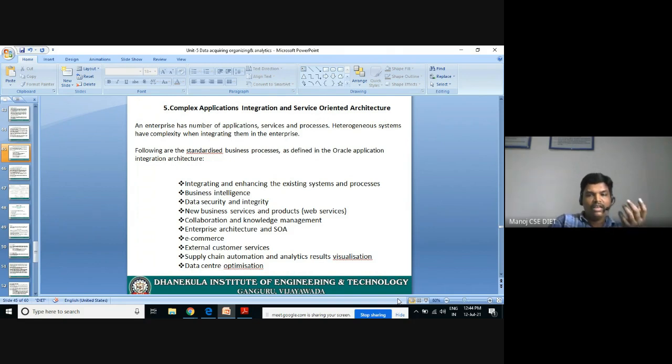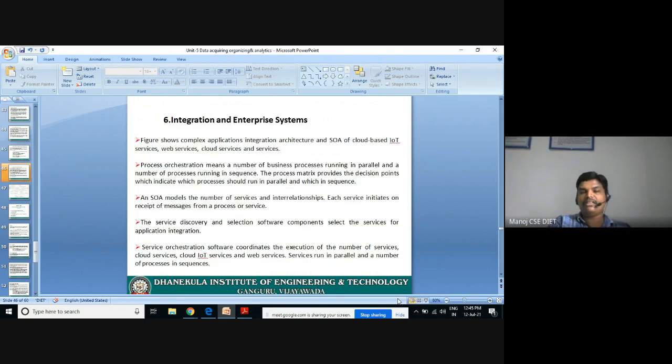So here, with the help of Oracle Application Integration Architecture, these are the various business processes and features delivered with this Oracle application. All the topics we discussed earlier, and the definitions, are listed here: business intelligence, data security and integrity, business web services, SOA, knowledge management and e-commerce. Everything you know, but here we are presenting on behalf of the Oracle application, where they have enhanced the features.